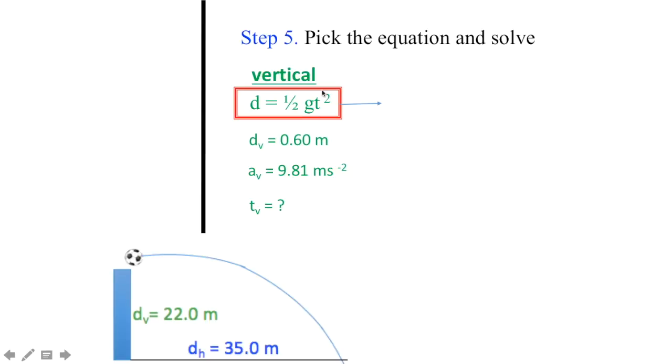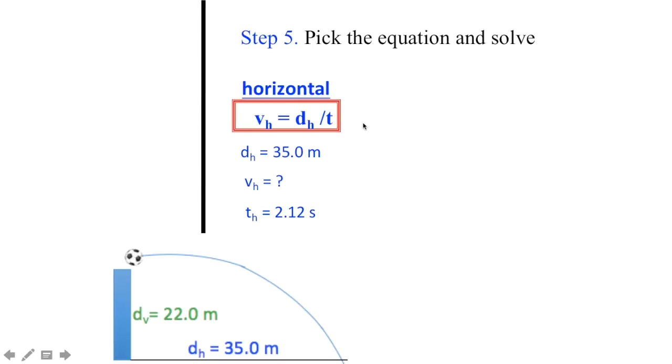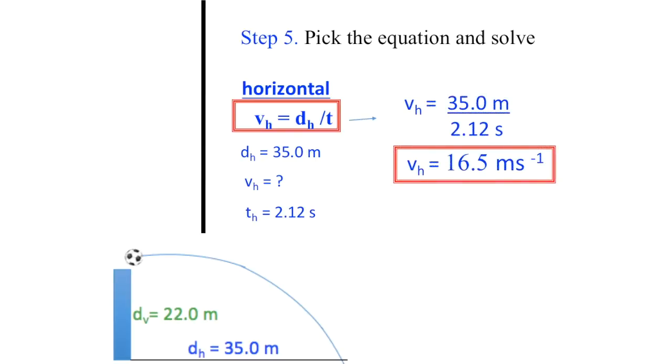This is the equation for the vertical component. Let's solve for time. And remember that is the square root of 2d divided by g. When we plug everything in, we get a time of 2.12 seconds. And that is 3 significant figures. Now we can solve for the horizontal velocity, which using this equation, all you have to do is plug in all the information that you have and we get an answer of 16.5 meters per second.